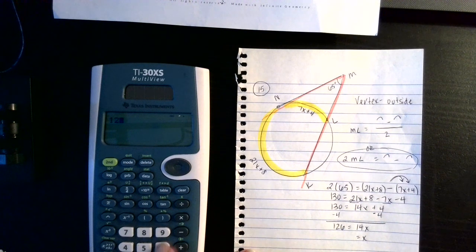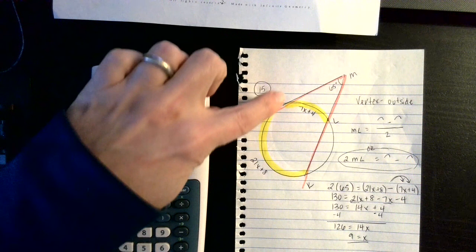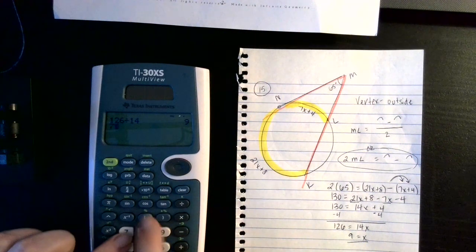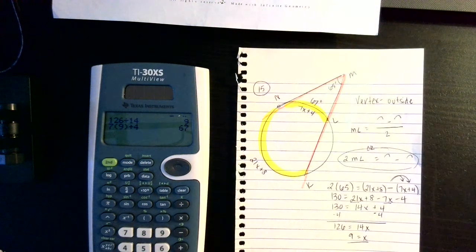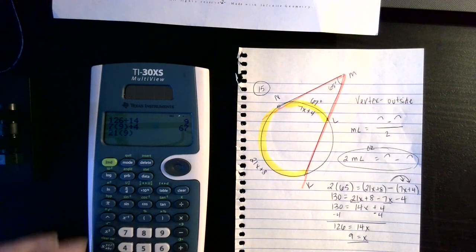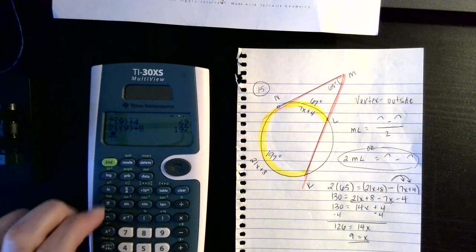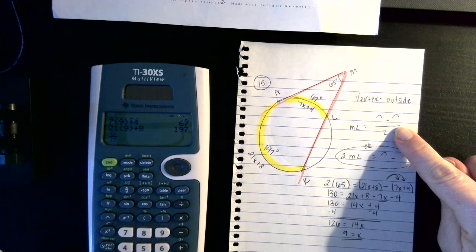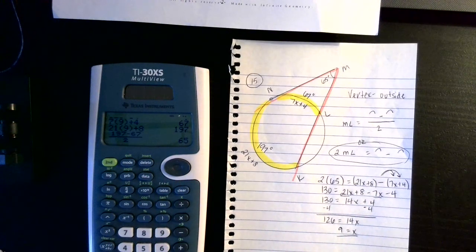When I divide by 14, let me just double check, I get 9. All right, so I'm going to plug in my 9 for my x values to make sure that my arcs are what they need to be. So 7 times 9 plus 4 will be the small arc, 67 degrees. And 21 times 9 plus 8 will be my larger arc, 197 degrees. So I'm just going to plug this in like I would up here with my 2 arcs subtracted. So 197 minus 67 from my 2 arcs divided by 2 should give me my angle 65. And it does. All right, let me know if you have questions.